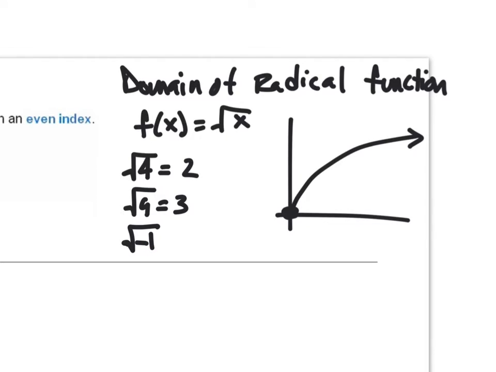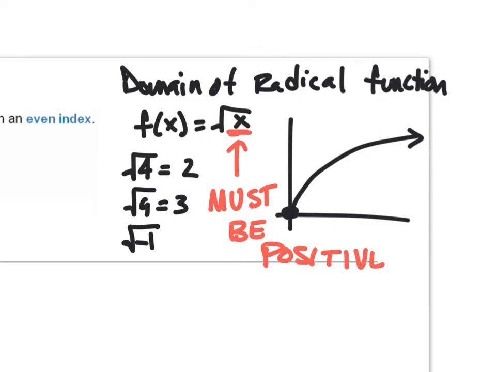So this number, this x value must be positive. You can't have a negative number underneath your radical. The only numbers that multiply to -1 would be -1 and 1, and because those aren't the same numbers, this doesn't work. We'll talk all about the square root of -1 later, but that doesn't work. So they must be positive.